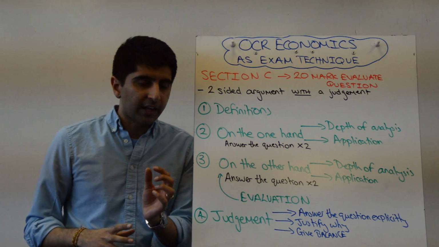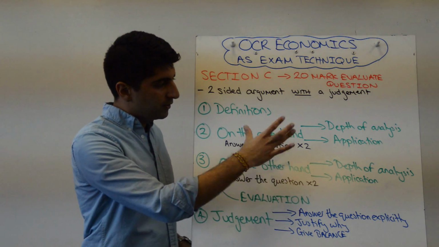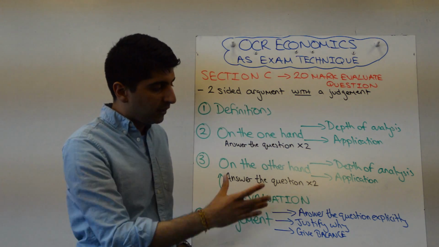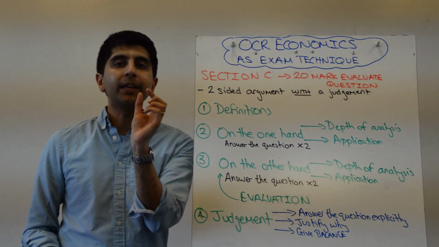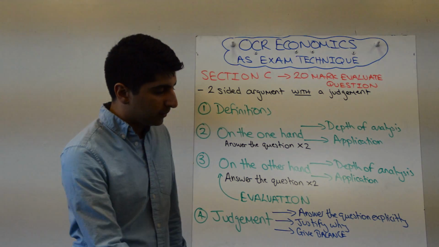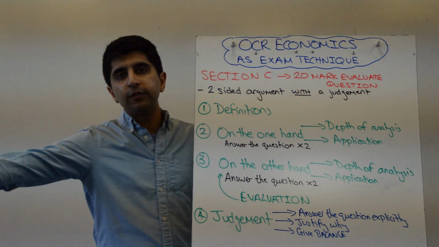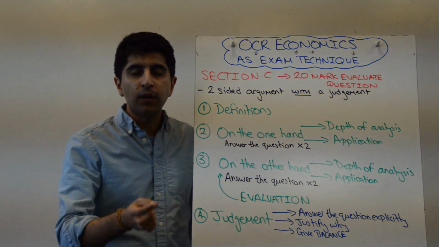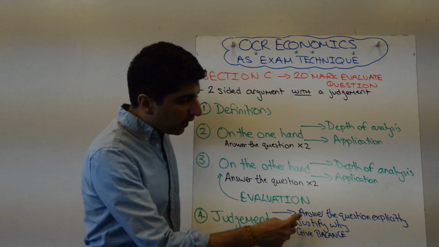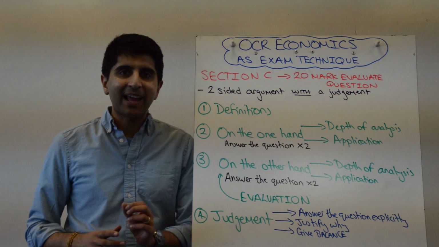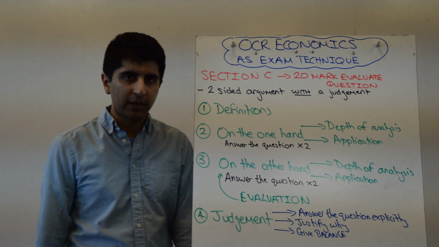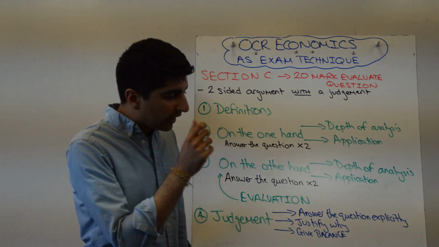So that's great, that's kind of the main skeleton of your answer. But before you finish, you've done your evaluation, you've done your on the one hand, you've done your definitions. Before you finish, you've got to do this judgment. You can't get to the top level without the judgment. There are 3 key things the OCR examiner is looking for you to do in this judgment. Number 1, you need to answer the question explicitly. No sitting on the fence. Take a stance, yes or no, in answering the question. Be clear with that. And justify why.